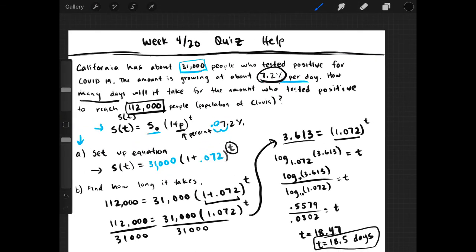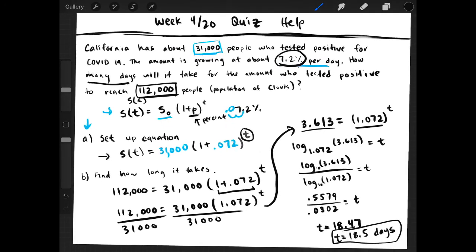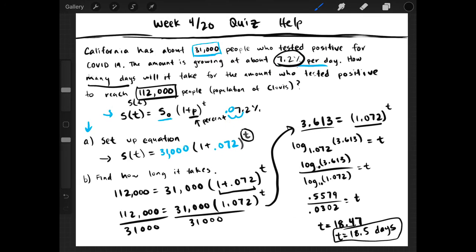Which means if we have this virus, it's growing at a rate of 7.2% per day. For it to get to 112,000 people, and we're only at 31,000, it's going to take about 18 days. Now, I don't know how true that is, depending on how the rate's going to change here. I just wanted to give you guys an example that's kind of relevant to what's going on. If you guys have any questions, again, please let me know.